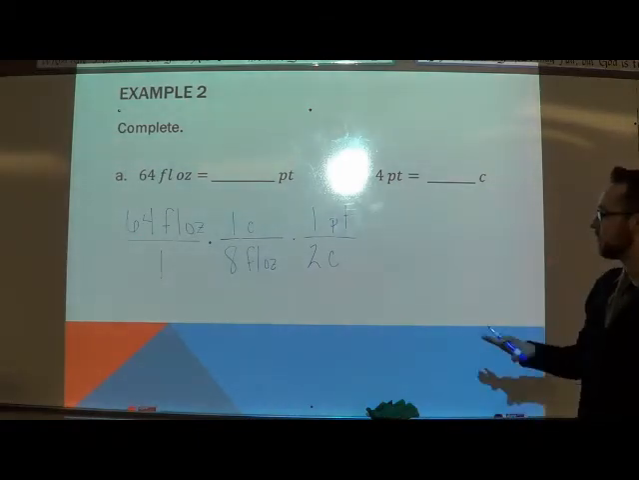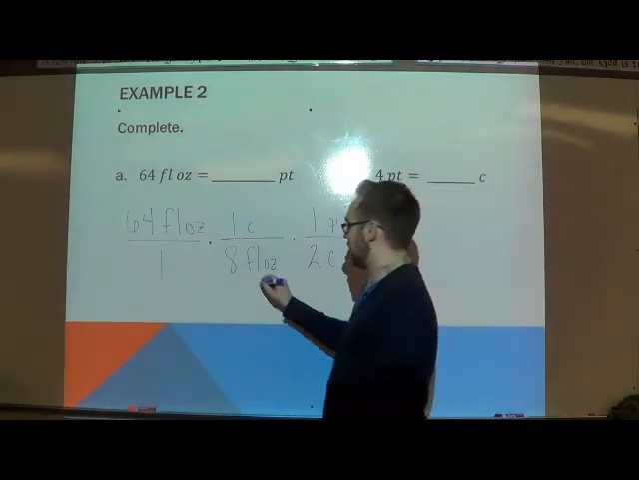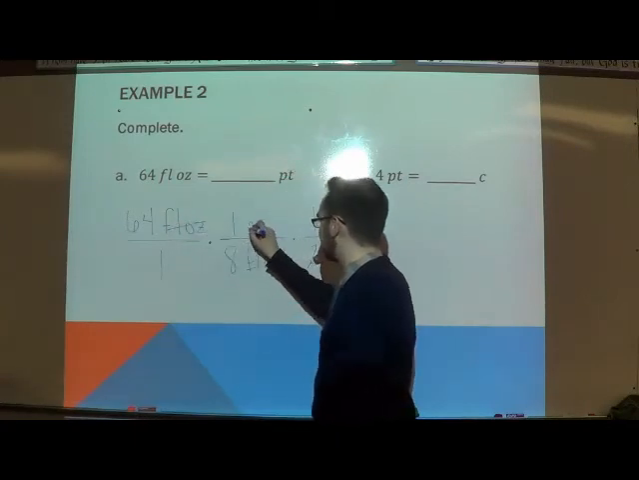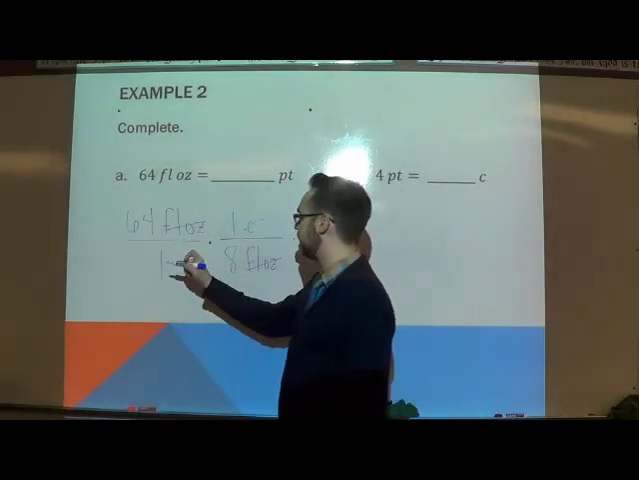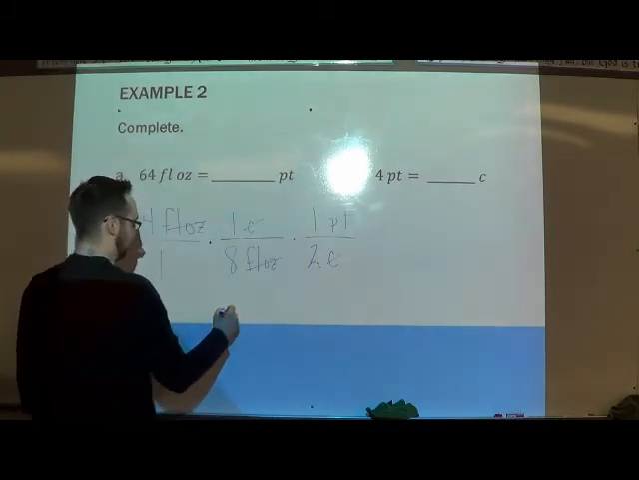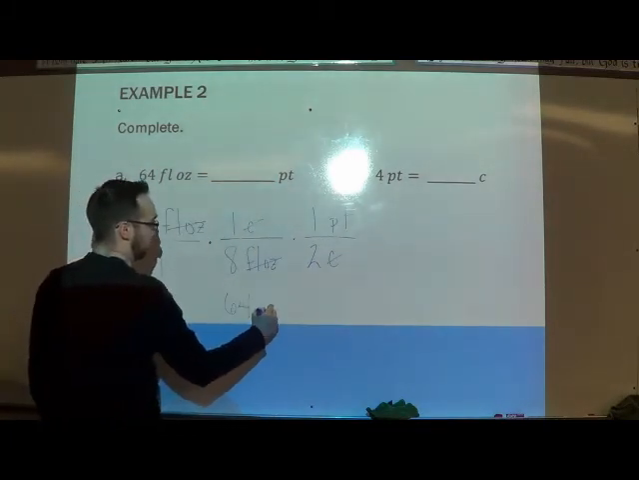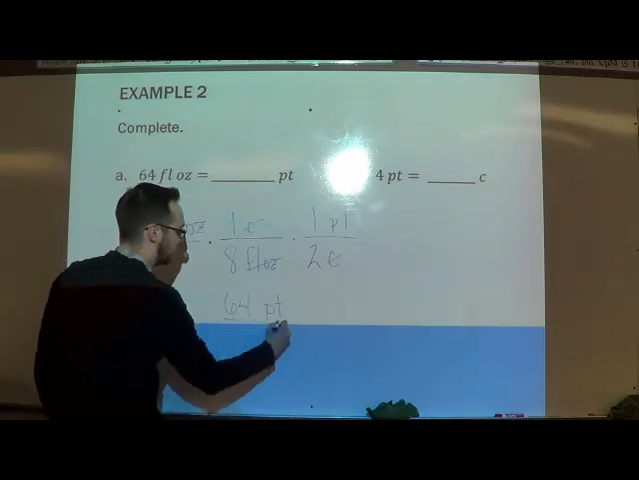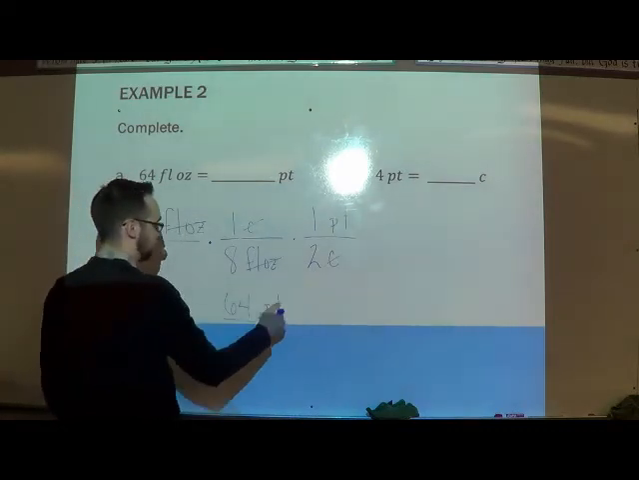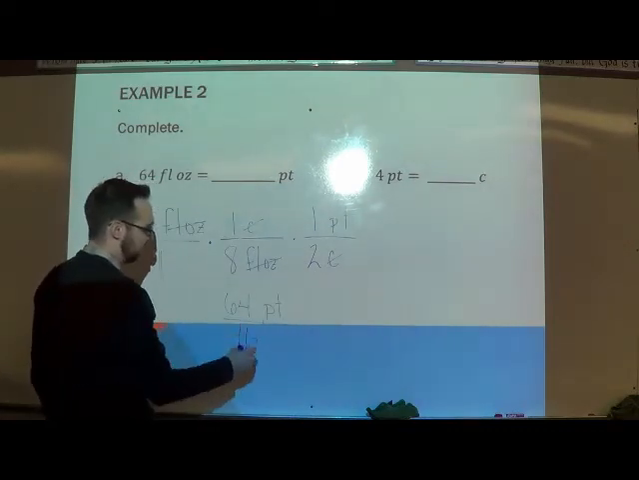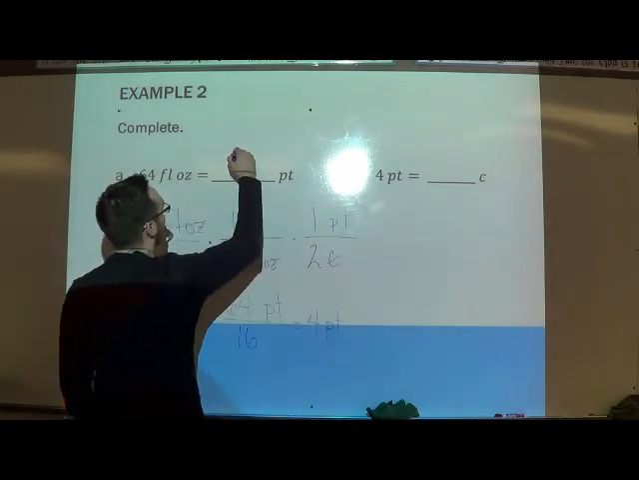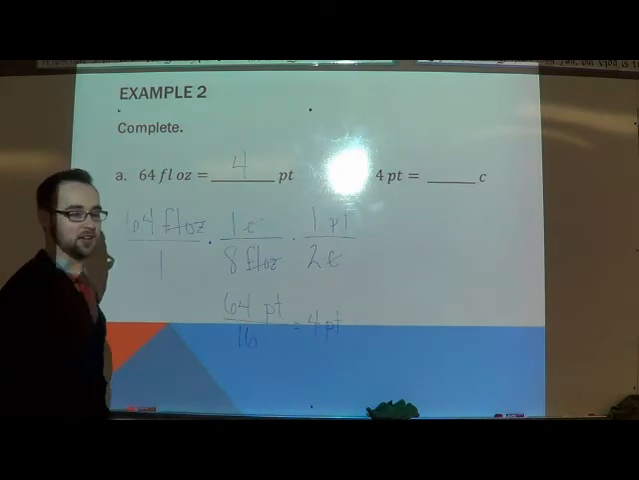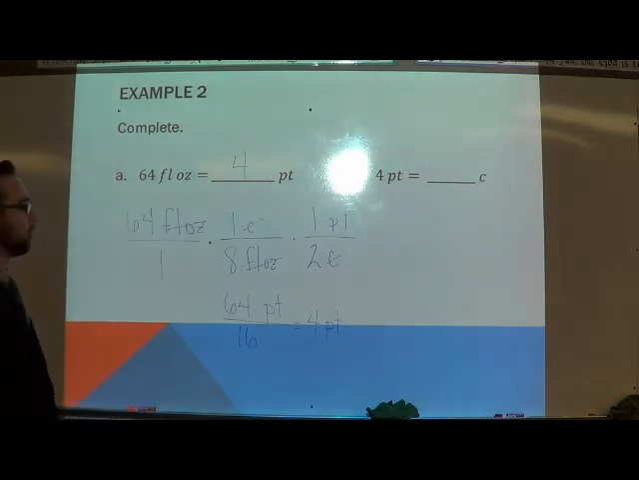So notice, I had to do it twice. Once to get rid of the fluid ounces and get cups, and then again to get rid of the cups to get back to the pint. So I multiply straight across. 64 times 1 is 64 pints over 1 times 8 times 2 is 16. 64 divided by 16, 64 fluid ounces is equal to 4 pints. Okay?